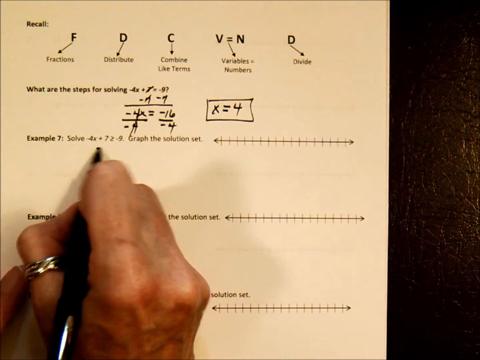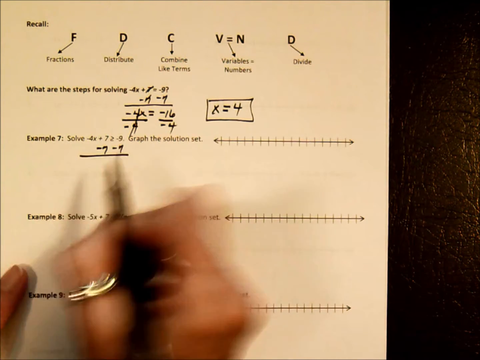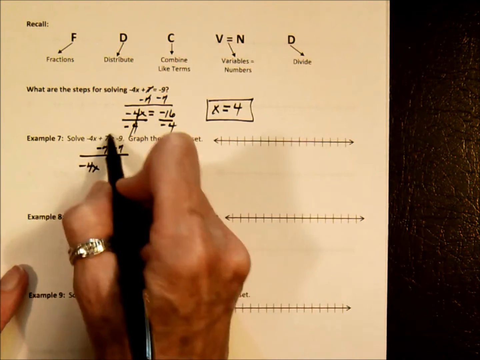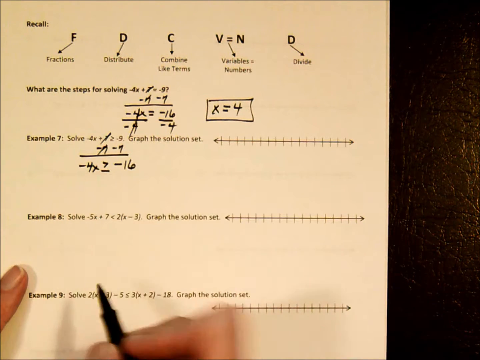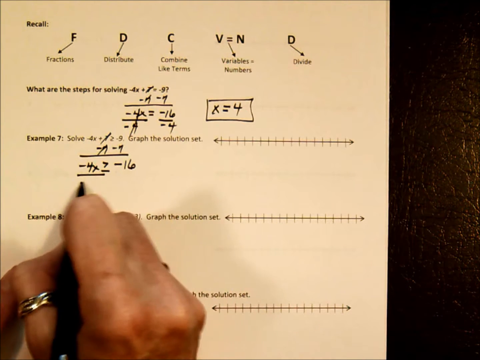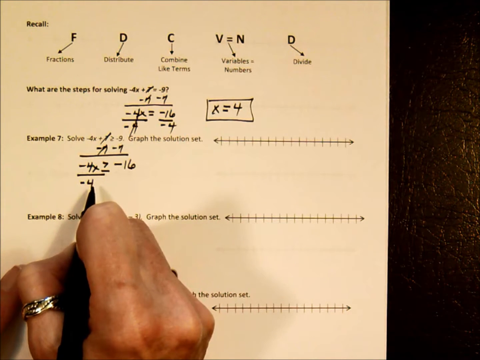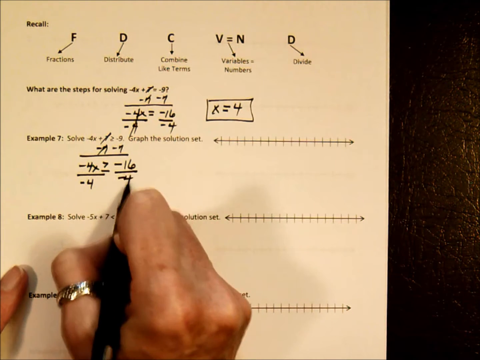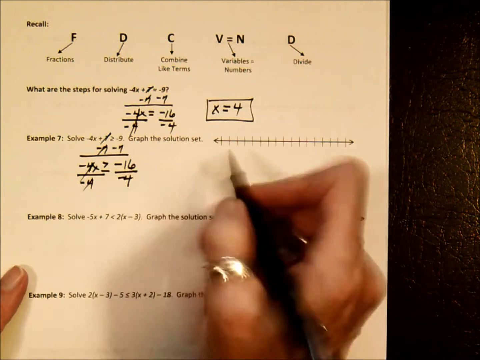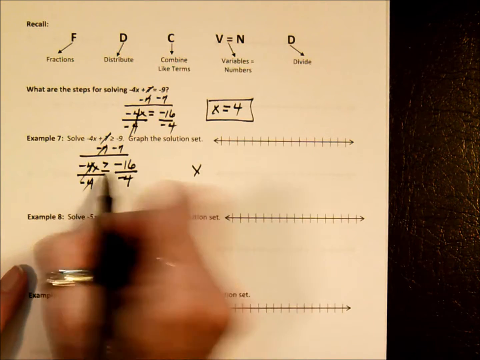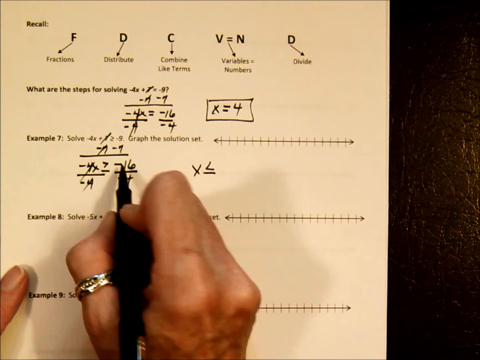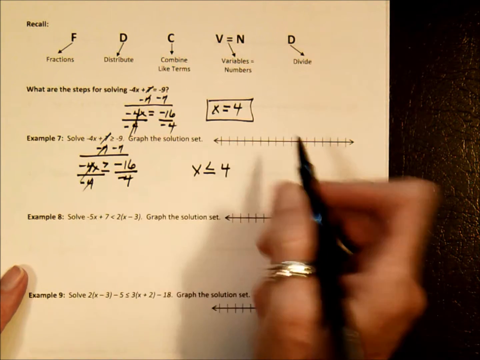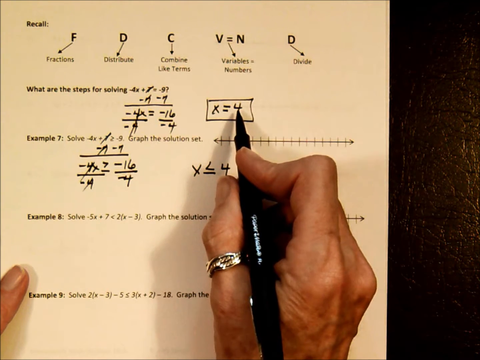We subtract the 7, negative 4x, that zeroes out, is greater than or equal to negative 16. Now I'm going to divide by negative 4. Think, I'm dividing by a negative. That makes an x. I have to flip my sign because I divided by a negative. A negative divided by negative is a positive. So my key number, just like this one, is still 4.